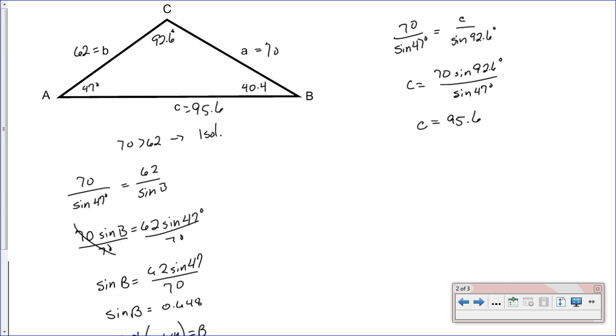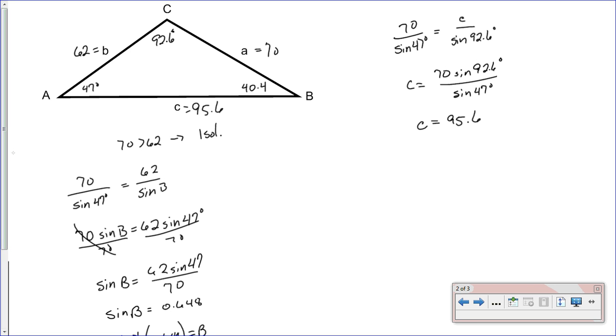Now let's look at our triangle and make sure it makes sense. All right. So if we look, the largest angle is opposite the largest side, and the smallest angle is opposite the smallest side. So it makes sense. So therefore, we are done with this problem.